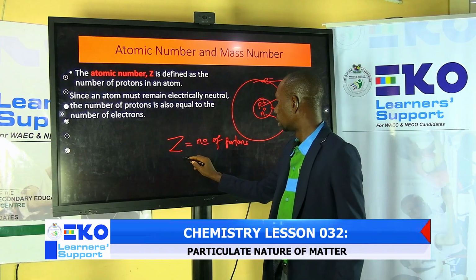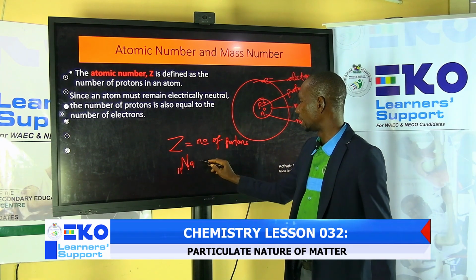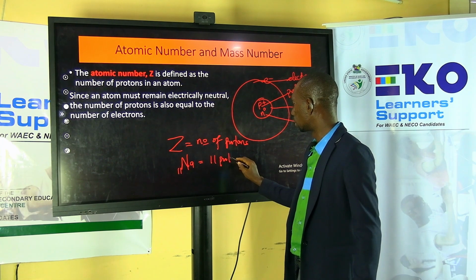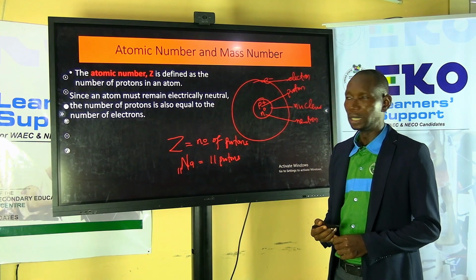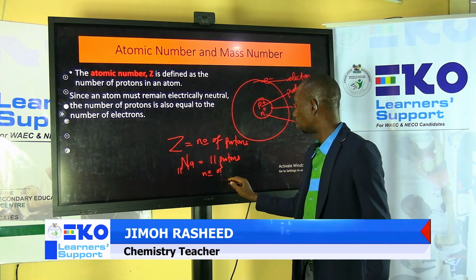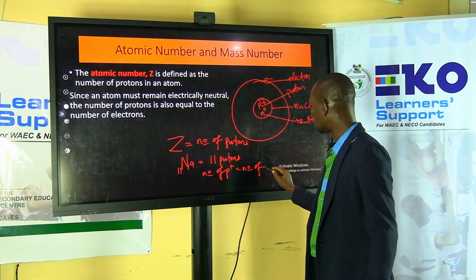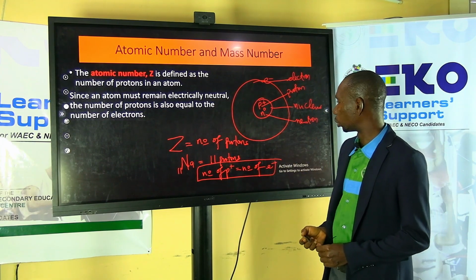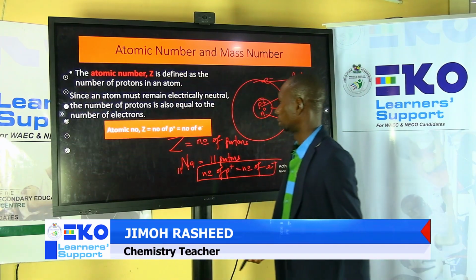So for example, if the atomic number of sodium is 11, what we are saying here is that sodium actually contains 11 protons. Now, because an atom must remain electrically neutral, it is a worldwide convention that the number of protons must always be equal to the number of electrons in a neutral atom. So you have to take note of that. The number of protons must be equal to the number of electrons. Okay?